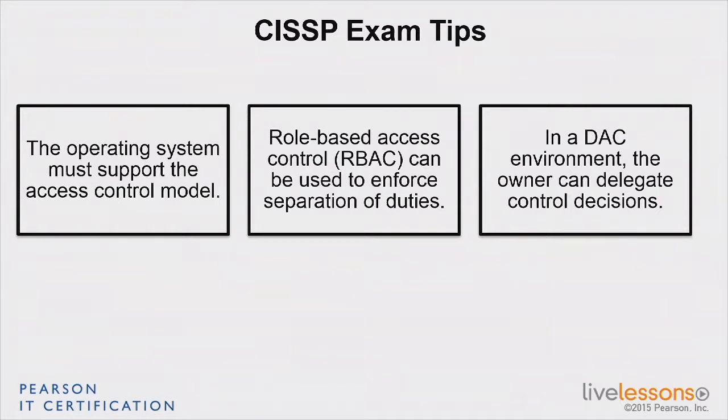That brings us to our end of lesson CISSP exam tips. Your 3 tips for this lesson are 1, that the operating system, and I would add here the application, must support the access control model. So the operating system or the application will dictate the model. The second is that role-based access controls, RBAC, can be used to enforce separation of duties, and we looked at static separation of duties and dynamic separation of duties. And then in a DAC environment, you want to remember that the owner can delegate control decisions. So while the owner has the authority to assign permissions, they can also delegate that authority to other users.